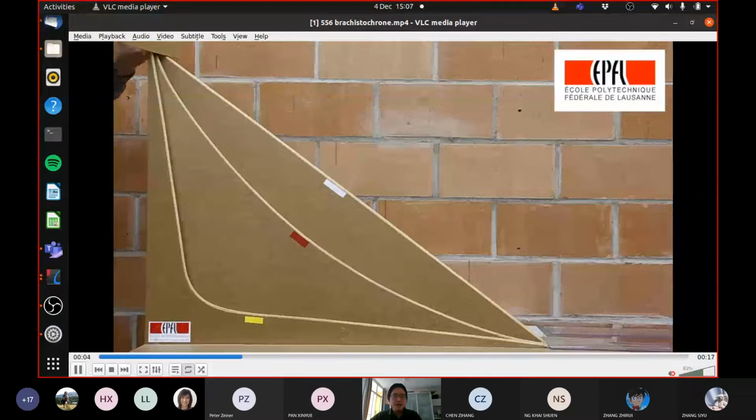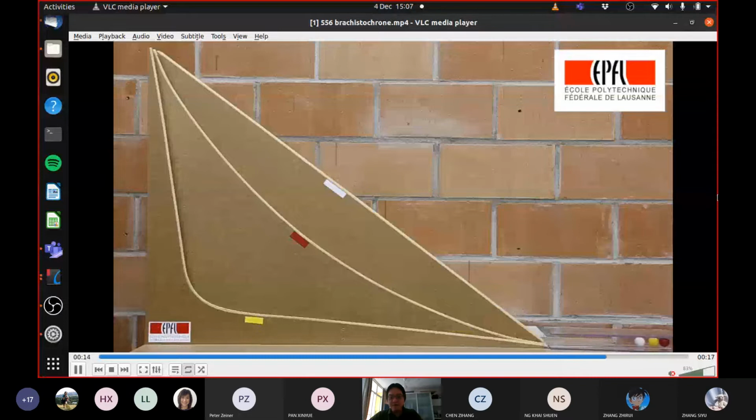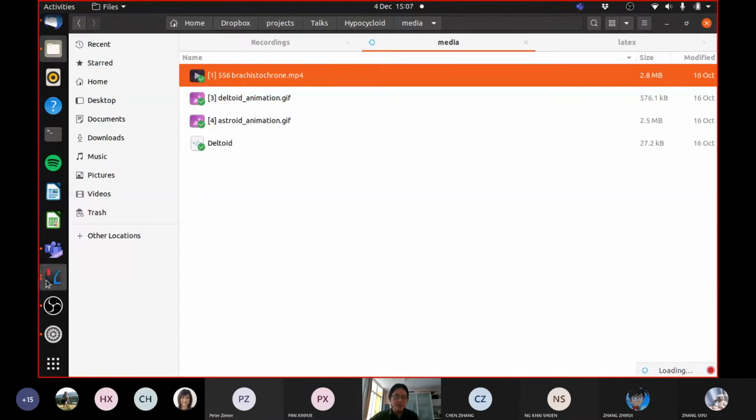So releasing the balls and let go. Okay, it's very fast, so there's going to be a slow motion replay. They release the ball, and you see, hopefully clearly enough over Teams, that the red ball arrives first. So the cycloid really is the path of shortest time, the brachistochrone.